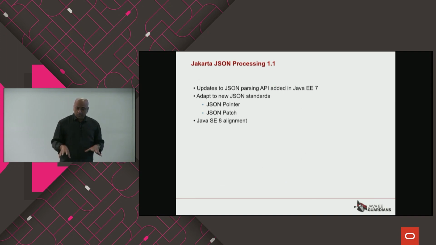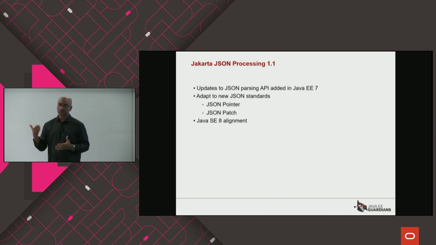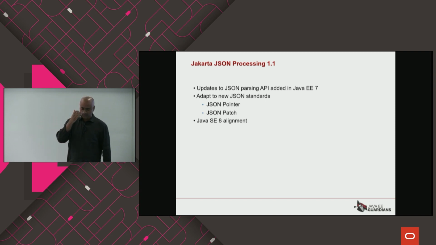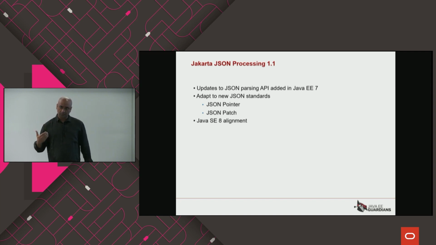Now, there were some small changes to the Jakarta JSON processing API that was introduced in Java EE 7 as well. Namely, this is about absorbing, again, the changes that are happening in web standards. I'll talk about that in a second. The two principal JSON standards that were absorbed are JSON Pointer and JSON Patch, and these happen to be reasonably well-used APIs in the web standards space. You'll see why in a second. And also, similarly, adapting to innovations in Java SE 8.